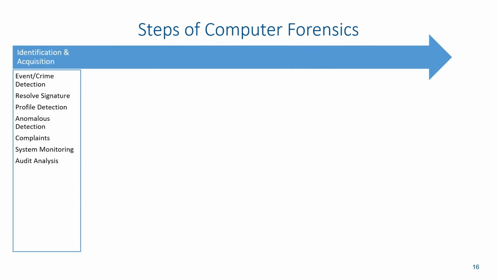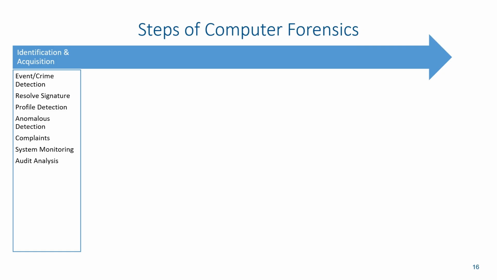There are many things that can help us in the identification process with computer forensics, such as events that occur within an organization or crimes that happen with a computer that we've detected, or resolving signatures like of a virus or something that has compromised our machines, or profile detections or anomalous detections, in other words, anomalies that happen beyond the normal bounds of what we'd expect, or complaints issued by our employees or our clients, or system monitoring can notify us of specific behaviors, or we did an audit or had people come and do an audit and they found something to be unusual.